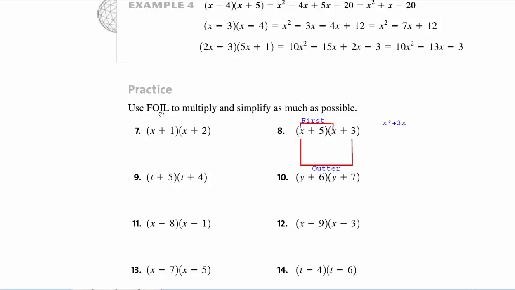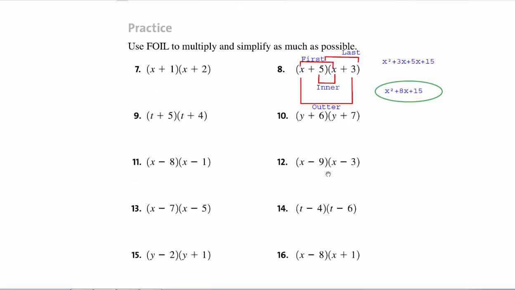Next we have I for inner. And that's going to be the 5 times x, so I'll write 5x over here. And then L for last. So that's going to be the 5 times the 3, which is 15, and I'll place that over here. Now we can combine the 3x and the 5x to get 8x, and our final answer will look like this, and we're done. Let's try another one.